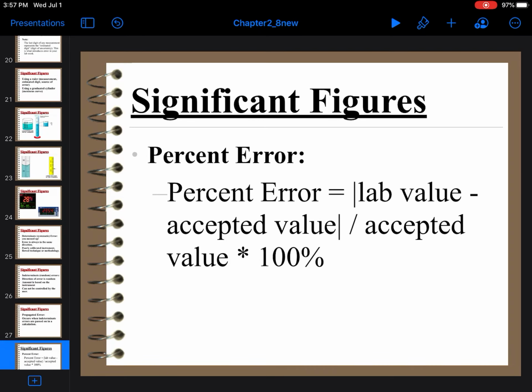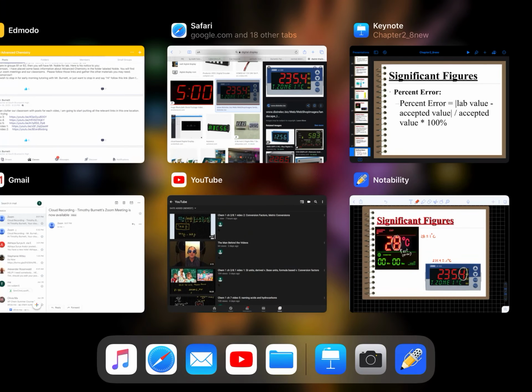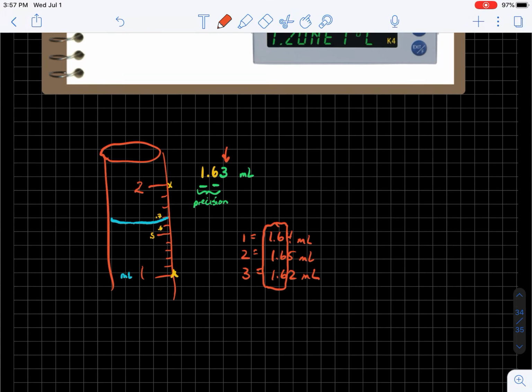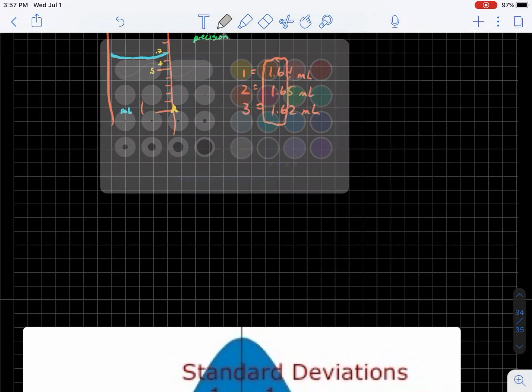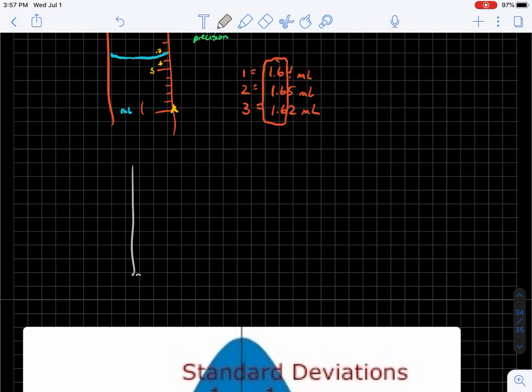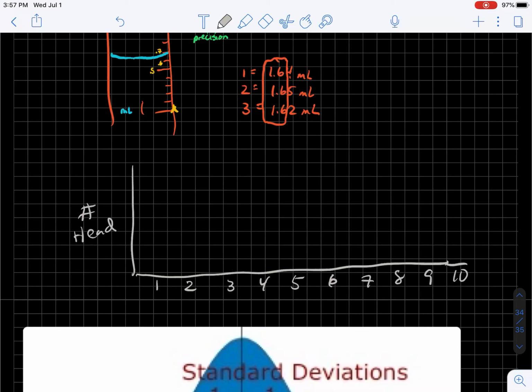I want to talk real quick about something called Gaussian statistics. Getting rid of this error. All right, what do we mean by a Gaussian curve? A Gaussian curve is another name for a normal distribution curve. Let's say, for instance, we have the number of heads flipping coins. Out of 10 coins, we could get 1 head, 2, 3, 4, 50-50, 6 heads, 4 tails, 7 heads, 8 heads, 9 heads, 10 heads.